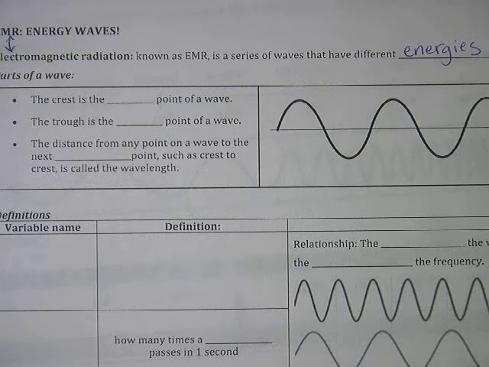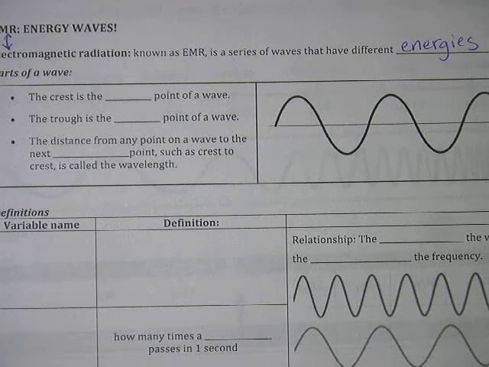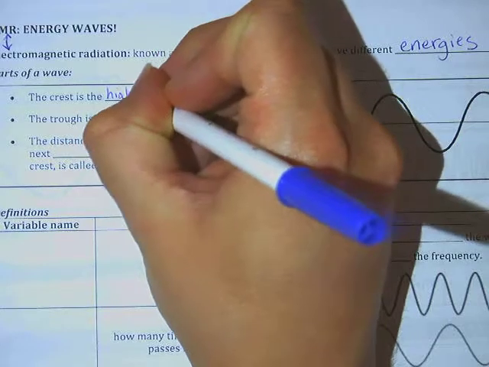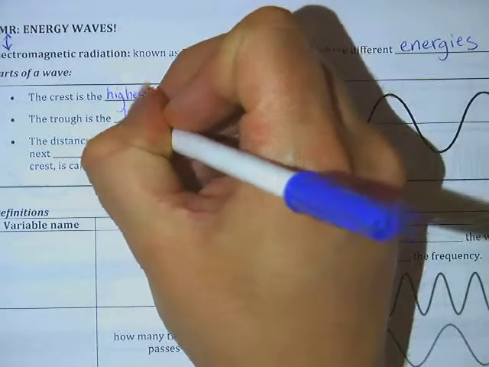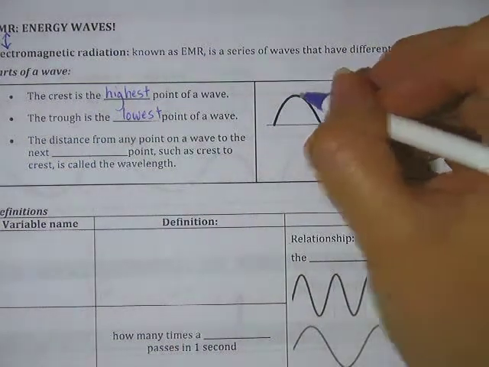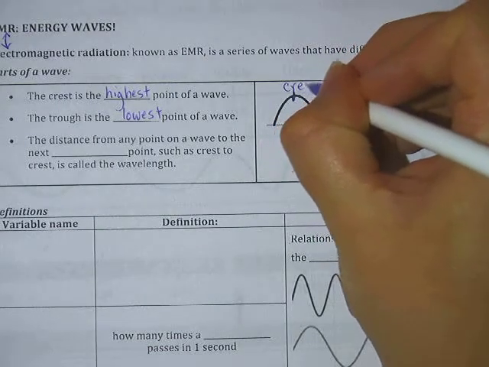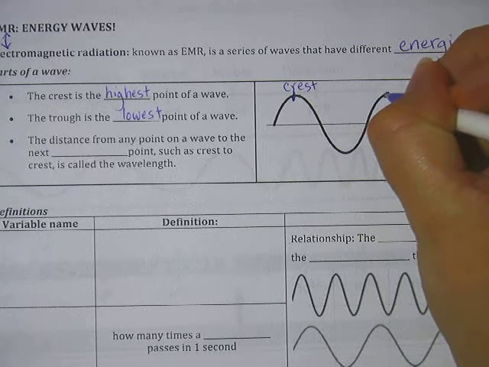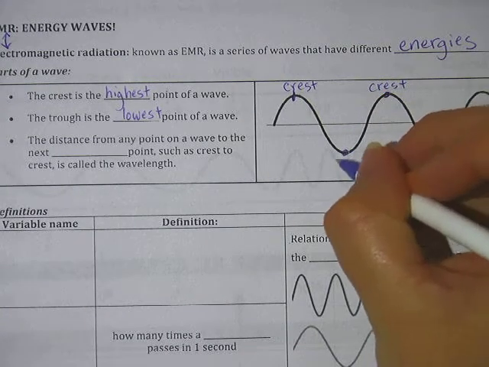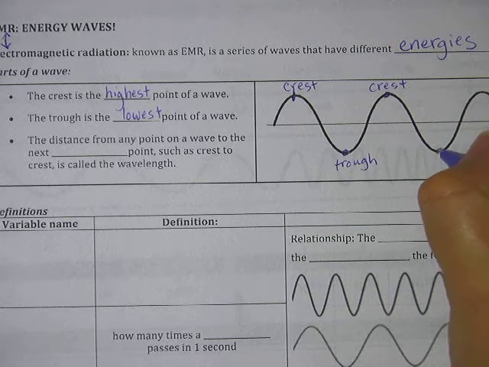There are several parts to a wave. We're only going to talk about two of those parts, but there are others. The crest is the highest point of a wave, and the trough is the lowest point of a wave. So looking at this diagram here, this point right here is a crest. Or down here at the bottom, that's a trough. Or down here at the bottom of this one, that's a trough.